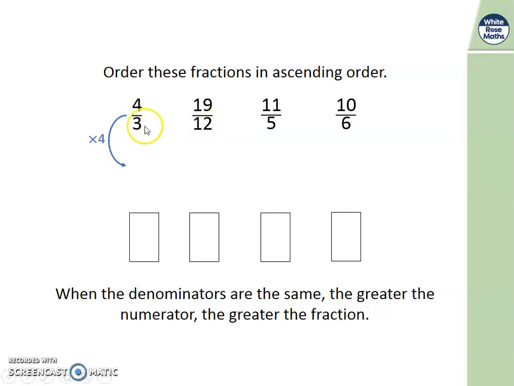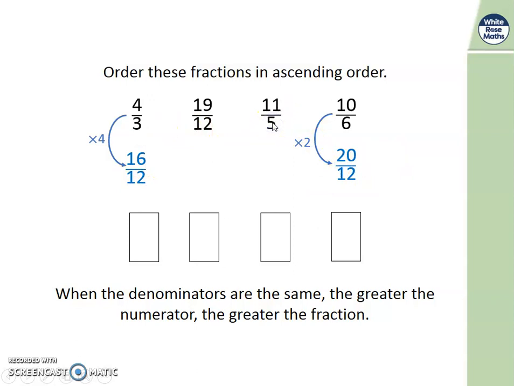So remember, we're doing the denominator this time, so it's 3 multiplied by 4 to make 12. So I do the same to the numerator, 16 12ths. This one's already 12ths. This one, 6 times what is 12? 2. So I do the same to the denominator, 20. So now I have 3 that are 12ths.